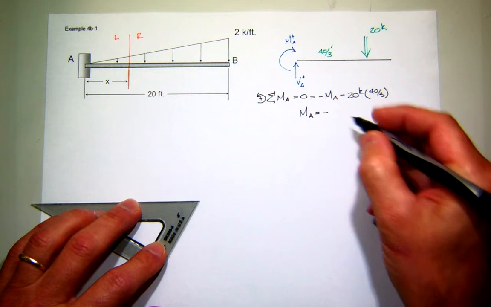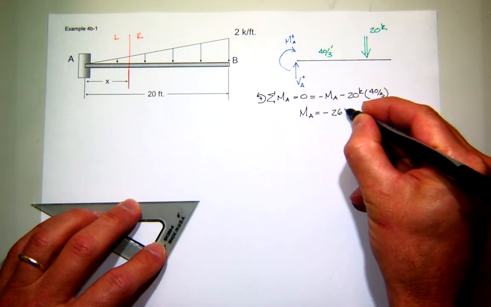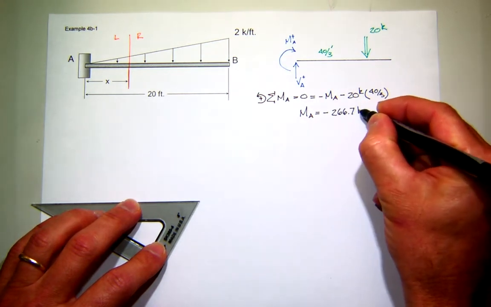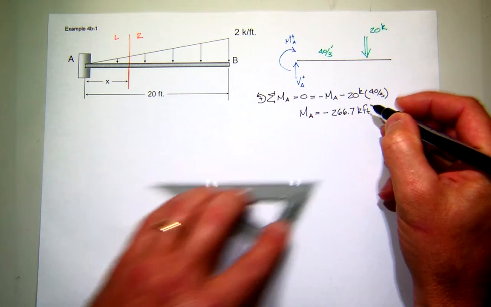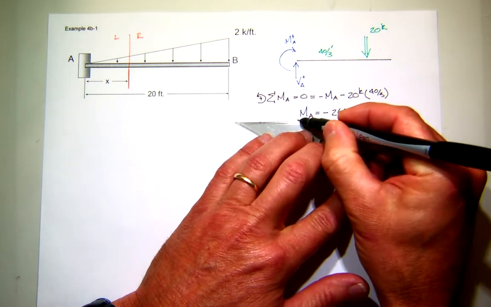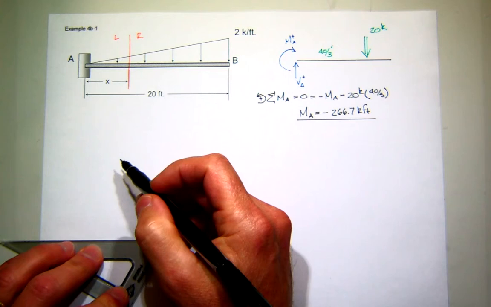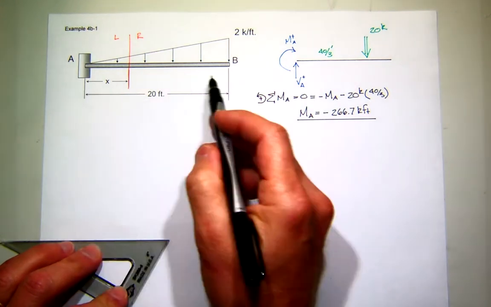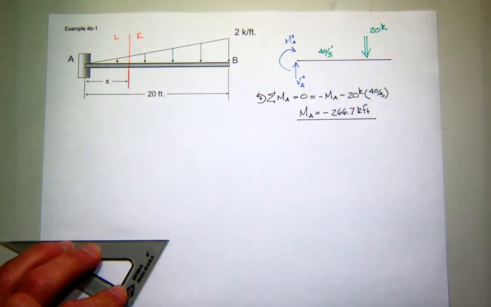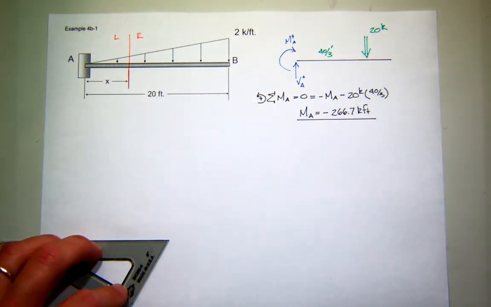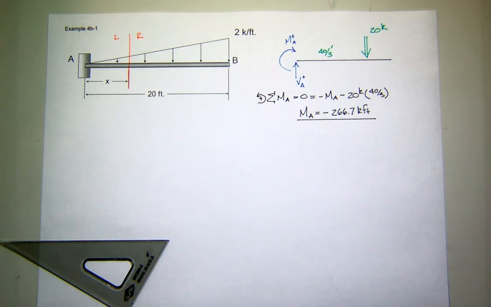So 266.7, that would be kip feet. And it came out negative, which means what? My bending moment at A is negative. Does it make sense that this structure has a negative bending moment at A? Yes or no? Yes. Why?